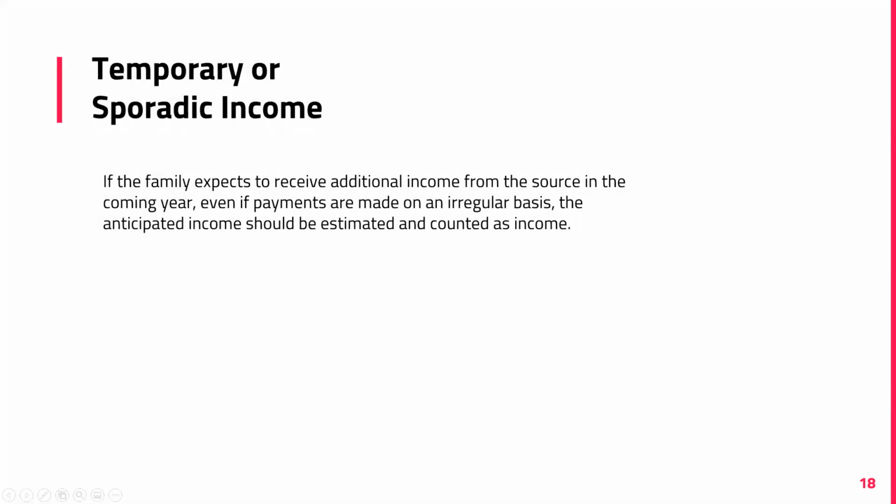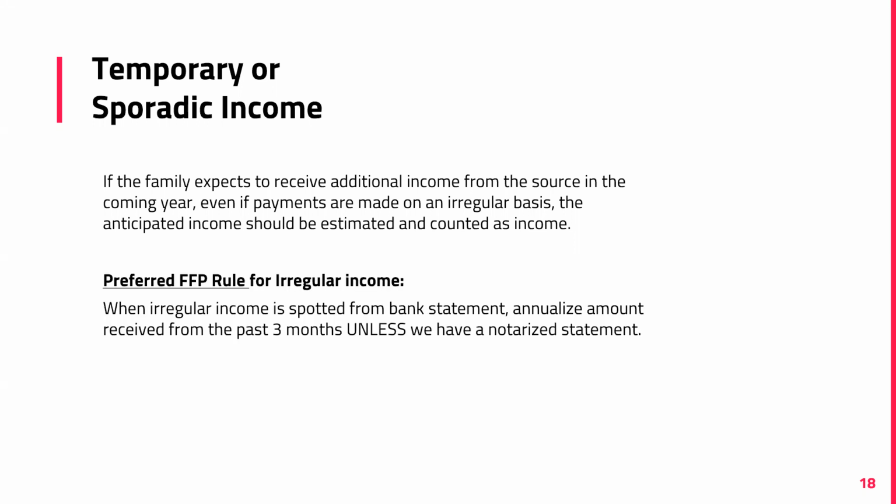All right, so temporary or sporadic income. If the family expects to receive additional income from the source in the upcoming year, even if the payments are made on an irregular basis, the anticipated income should be estimated and counted as income.